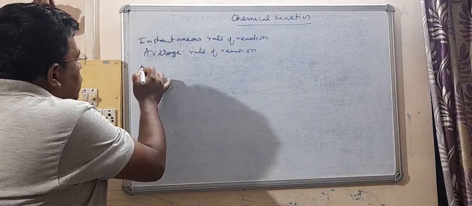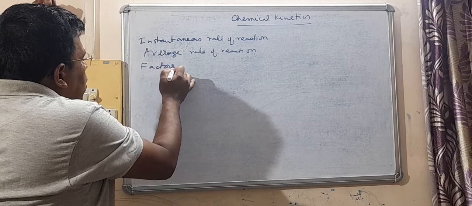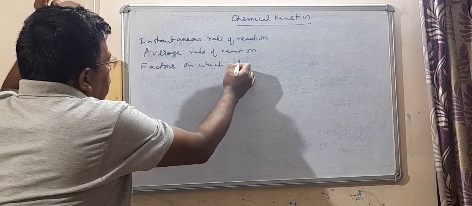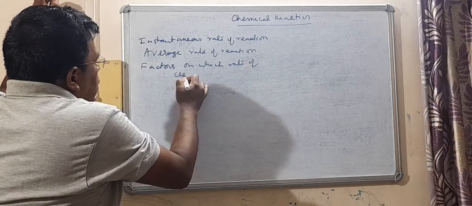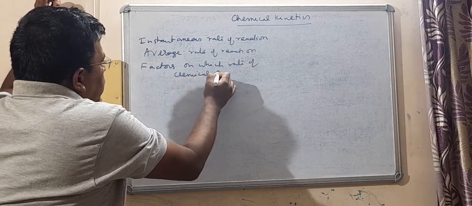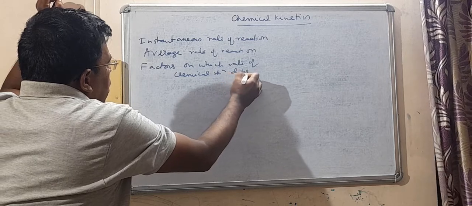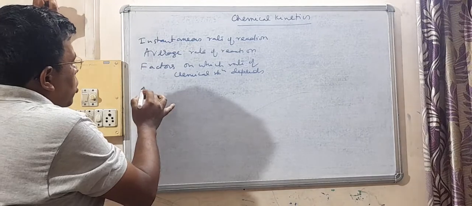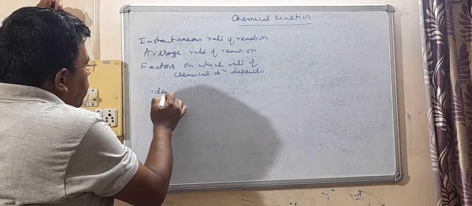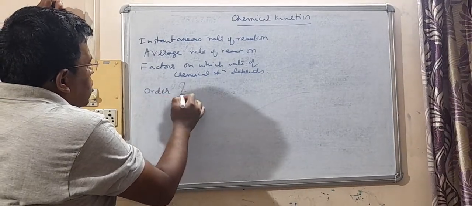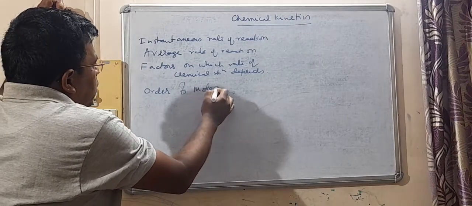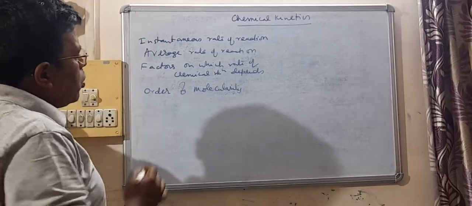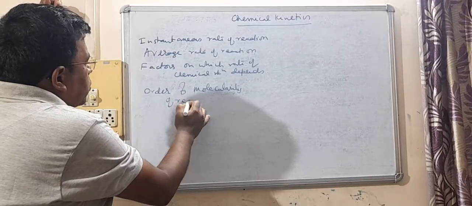We'll be discussing factors on which rate of chemical reaction depends. And at last we'll talk about order and molecularity of reaction.